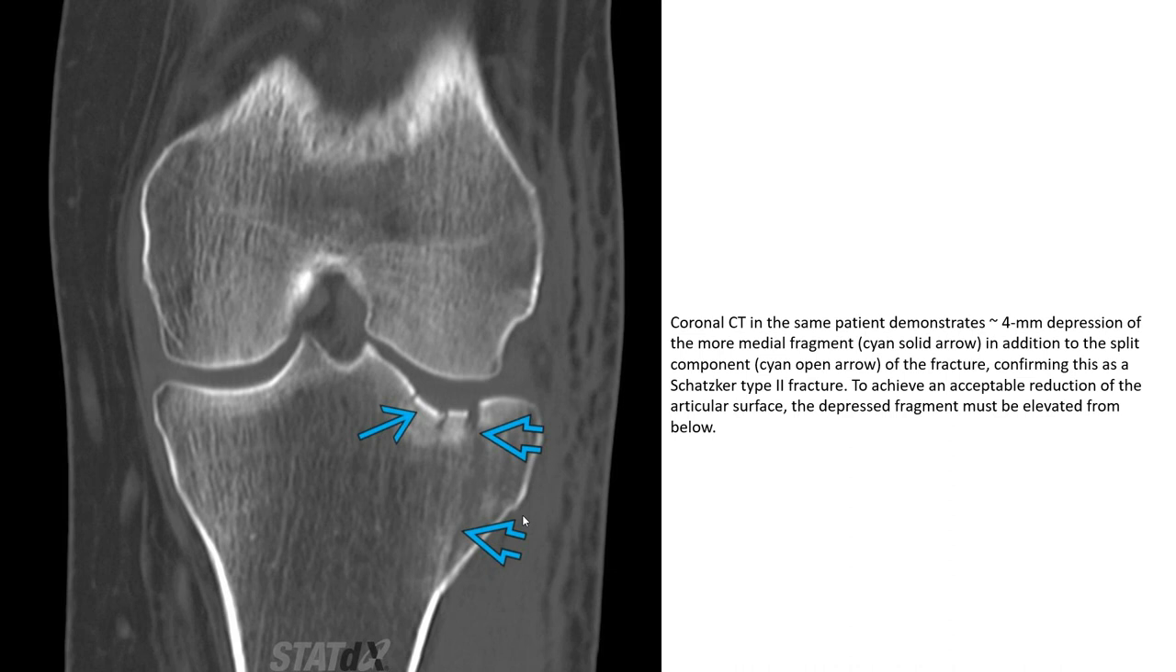The CT shows depression of the more medial fragment in addition to the split component of the fracture, confirming this as a Schatzker type 2. To achieve acceptable reduction of the articular surface, the depressed fragment must be elevated from below.